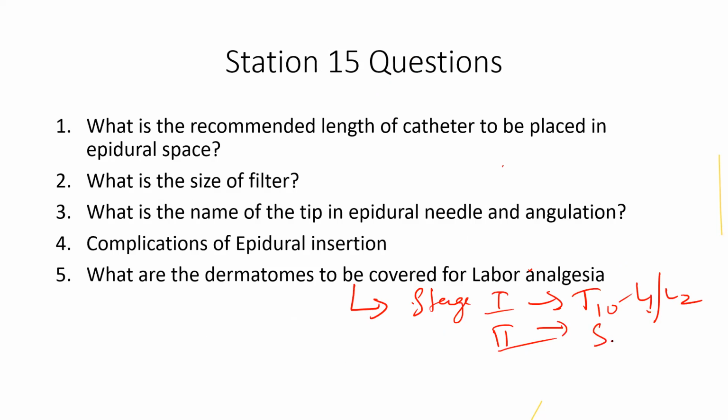S2, S3, okay, mainly the pudendal nerves. S2, S3, and S4, because it is compressing the perineal tissue as the head descends down. So you have to block the pudendal nerve, basically S2, S3, and S4.